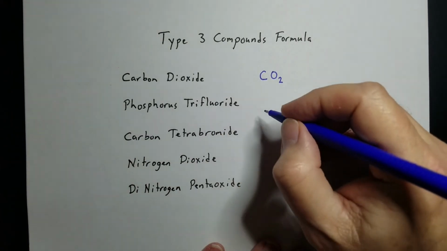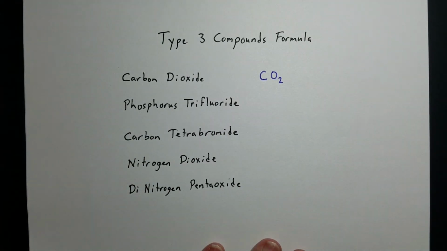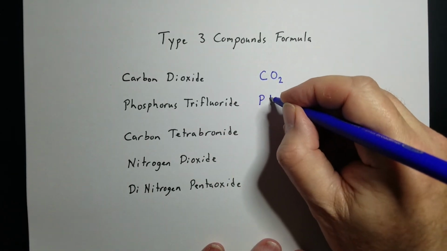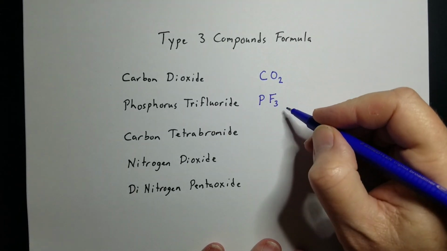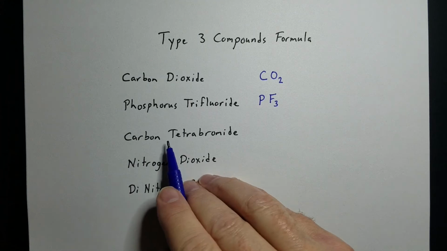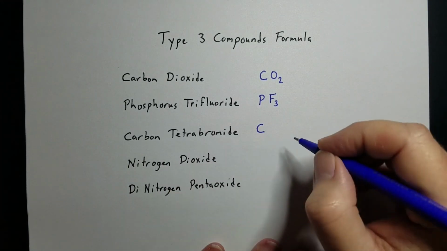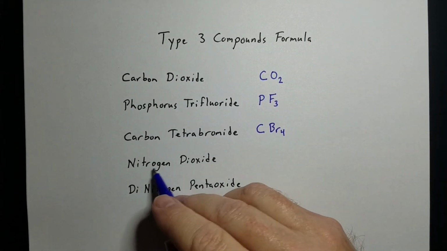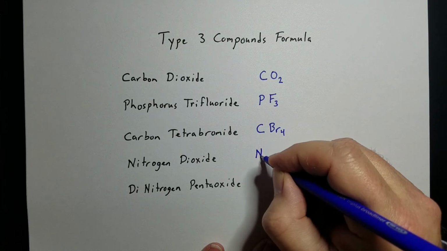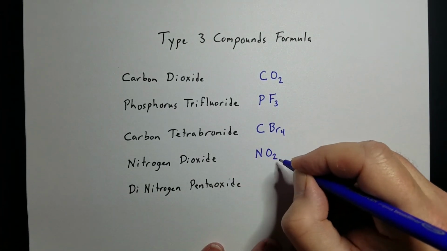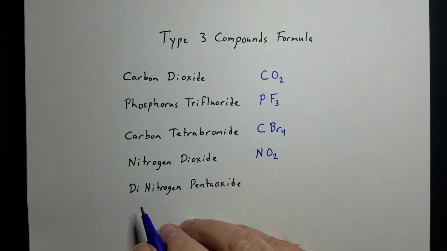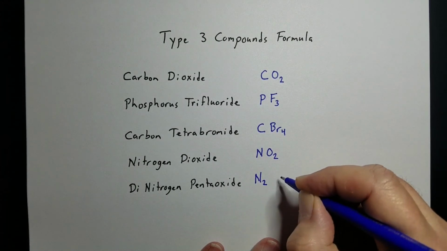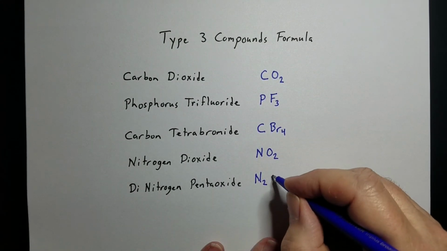Phosphorus trifluoride. So phosphorus, P, trifluoride. 3 fluorides. That's saying 1 phosphorus, 3 fluorides. Carbon, C, tetrabromide. So 4 bromides. Nitrogen dioxide, NO2, because di means 2. Dinitrogen pentaoxide, so that means 2 nitrogens, so N2. Pentaoxide means there's 5 oxygens, so it's O5.